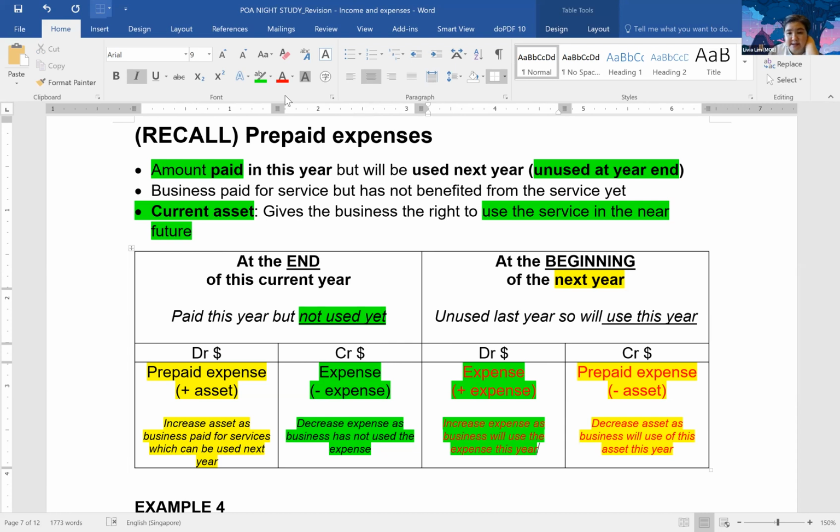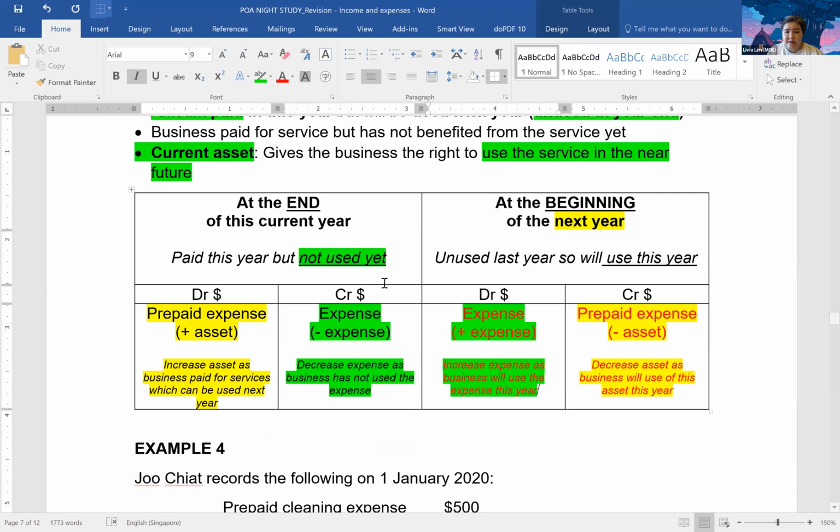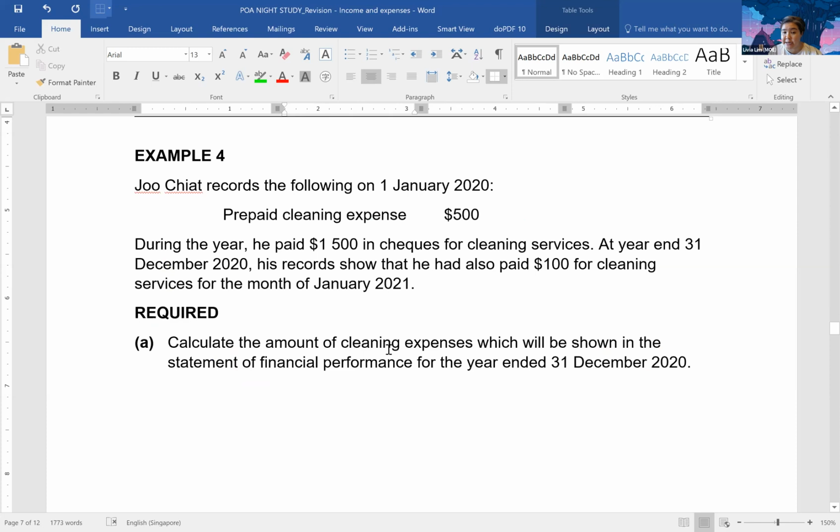If you can understand this, or if you feel like you need to take a picture of it, you can do that. And then after that, let's take a look at example number 4 and try to calculate it. Very similar structure, okay?